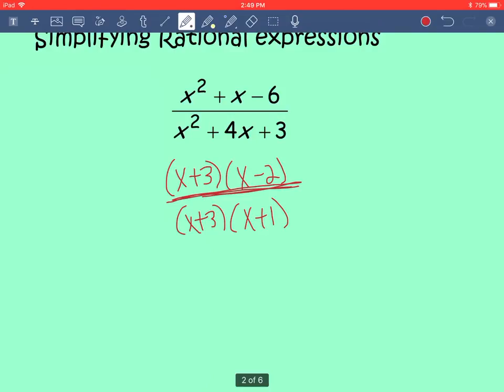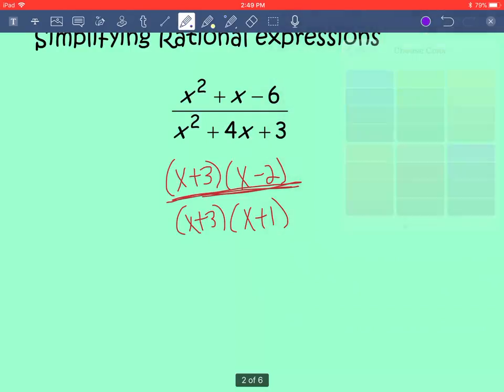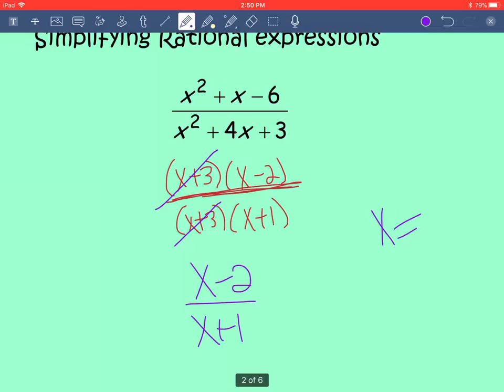And now if I have any identical factors in the top and the bottom, I can simplify those out, which I have an x plus 3 in the top and the bottom. So this simplifies to be x minus 2 over x plus 1. Also, to state our excluded values, you take your denominator, so x plus 3, set them equal to 0 and solve, because we're looking here for what values make our denominator equal 0. So x should not equal negative 3 and negative 1.